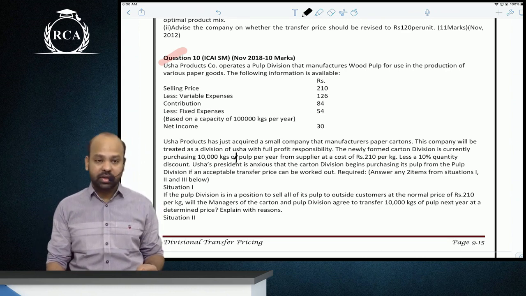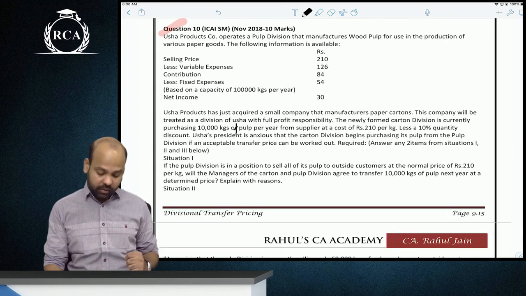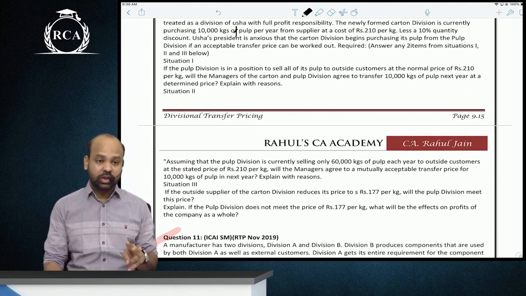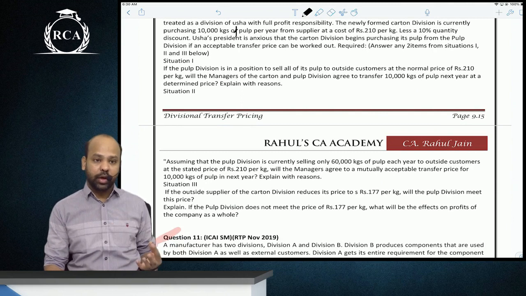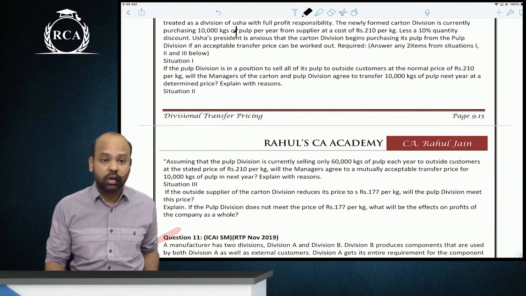In the examination, when the question was given for 10 marks, there were 3 situations given. You were supposed to answer only 2 questions. Now we are doing it in the class, so you're supposed to answer all the 3 situations.